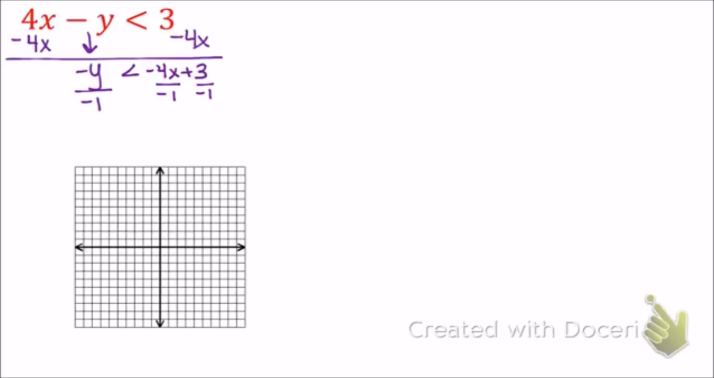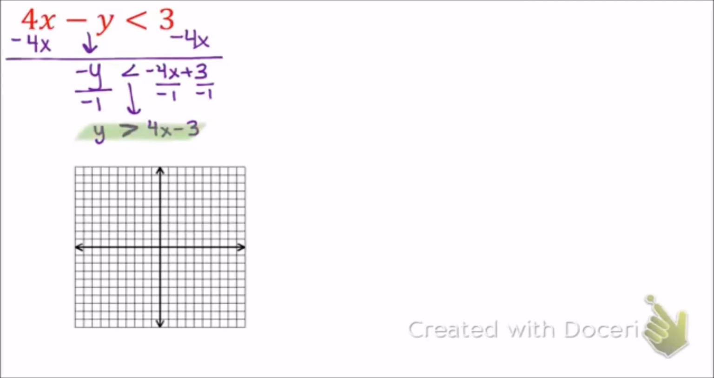And this is where we need to stop and think. I'm dividing by a negative. So this becomes a positive y. My sign flips. So now it becomes a greater than sign. And the negative 4 divided by a negative 1 is a positive 4x. 3 divided by negative 1 is minus 3. Okay, so this is going to be the function that I'll be graphing.